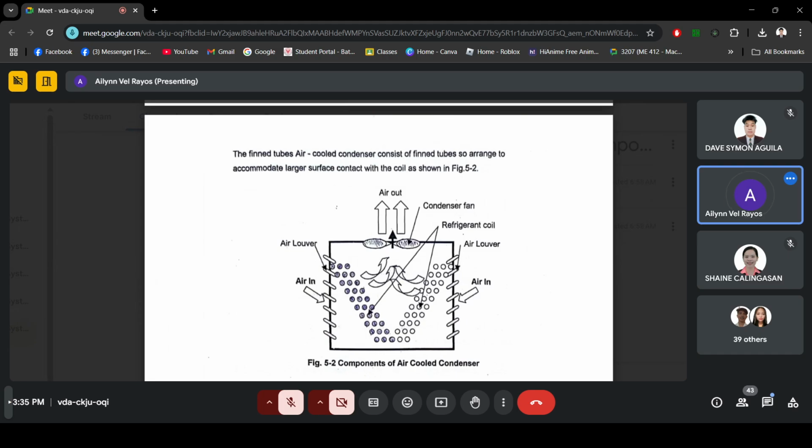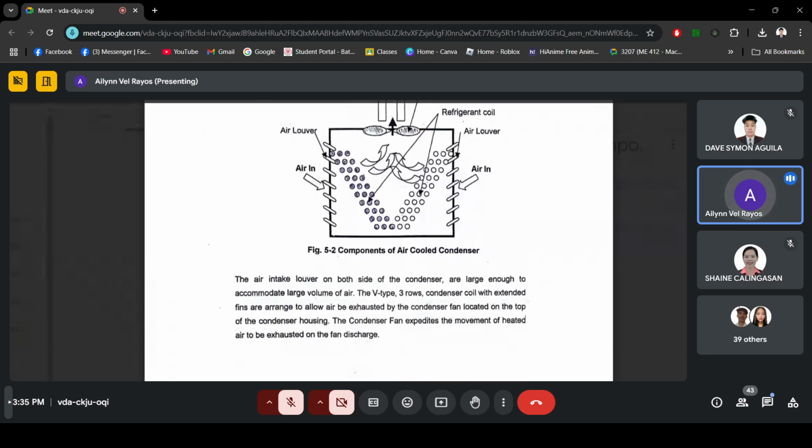contact with the coil. So all of this or both of this and other type of heat exchangers was discussed on the video, but the air intake louver on both sides of the condenser are large enough to accommodate large volume of air. So the V-type 3 rows condenser coil with extended fins are arranged to allow air to be exhausted with the condenser fan located on the top of the condenser housing. So the condenser fan expedites the movement of heated air to be exhausted on the fan discharge.